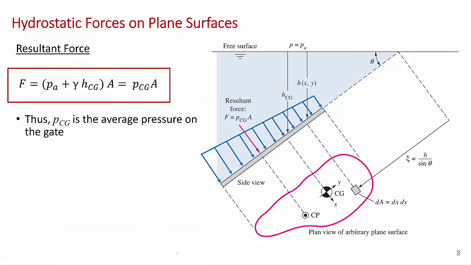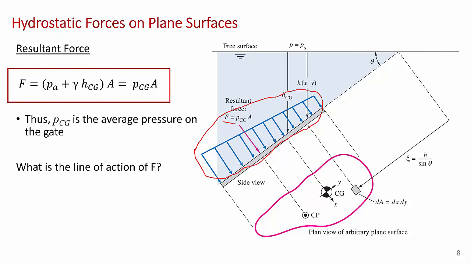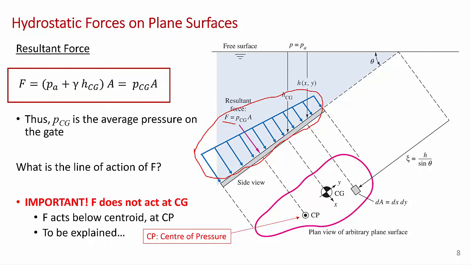You may have run across this issue before. The question then is, where does that resultant force act? Basically, we've replaced this blue ramped distribution, the pressure distribution on the gate, with a single force. So the question is, where does it need to act? What is the line of action, the so-called center of pressure of that force?